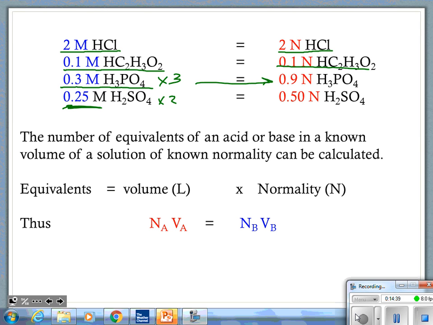Okay? So, for instance, if I would have 0.2 molar calcium hydroxide, what is my multiplier? Okay? What is my multiplier? Well, how many hydroxide ions do I have? How many? 2, right? So that means that would be 2 equivalents.